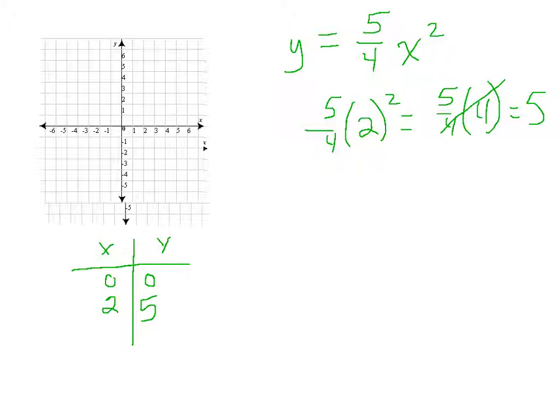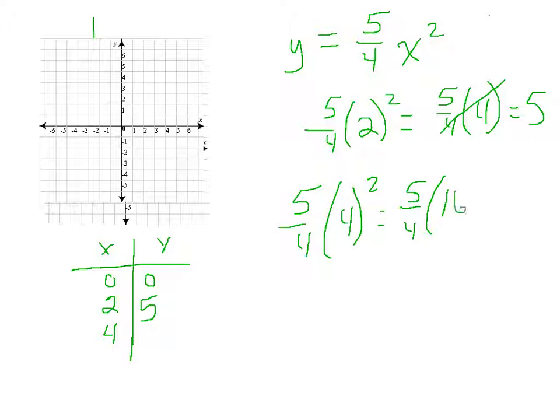I can probably stop here and put in my graph. If you're working on Alex, the next thing I would suggest you plot would be 4. You'll end up with 5/4 times 4 squared, which is 5/4 times 16. When you reduce, you end up with a 4, and 5 times 4 gives you 20. I can't plot it on this graph because it's too small, but if you did want to plot the point 4, 20, you could definitely do that as well. That's probably your best bet.